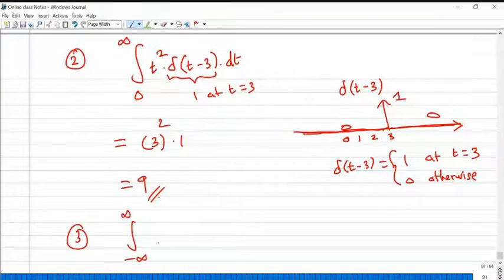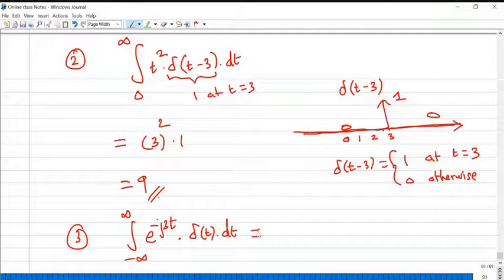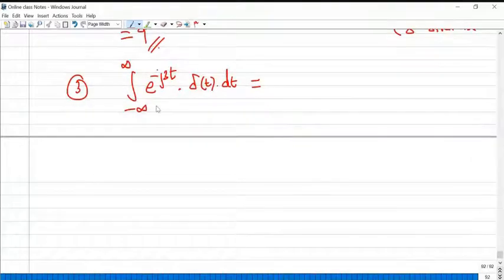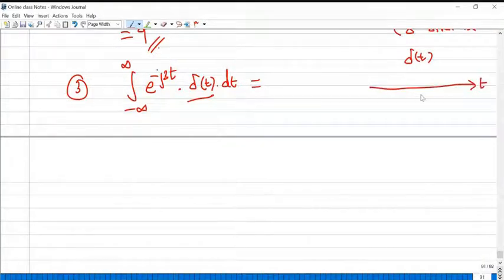Suppose the integral from minus infinity to infinity of e to the power minus j omega t, or e to the power minus j3t, times delta of t dt. What is the result? What is the signal sketch for the delta function? At t equal to 0, the magnitude under this curve is 1. That means delta of t is valid exactly at t equal to 0 only. At all other time instants, the magnitude of the signal is 0. So this equals 1 for t equal to 0 only.